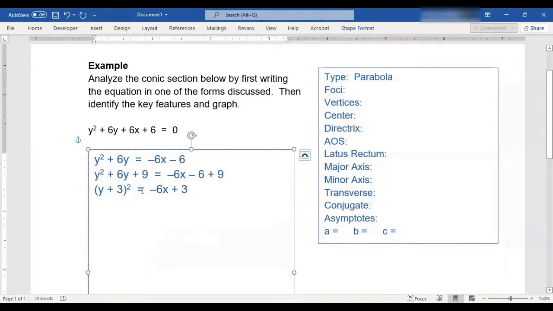So remember, on the right-hand side, it was either a positive or a negative 4a times something. So that something is x minus h. What I want to have, my goal right now, is to get the leading coefficient for the x to be 1. So whatever the coefficient of the x is, that's what I'm going to factor out on the right-hand side. So I'm going to factor out a negative 6. That's going to give me x minus a half.